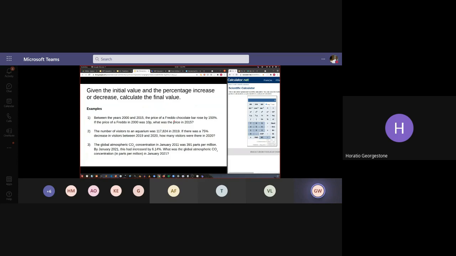So between the years 2000 and 2015, the price of a Freddo chocolate bar rose by 150%. This is actually true. I looked it up. If the price of a Freddo in 2000 was 10p, what was the price in 2015?